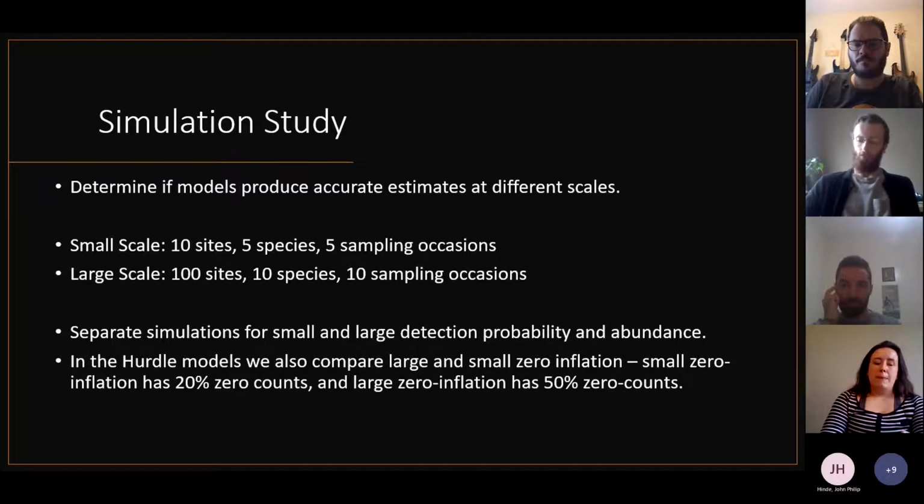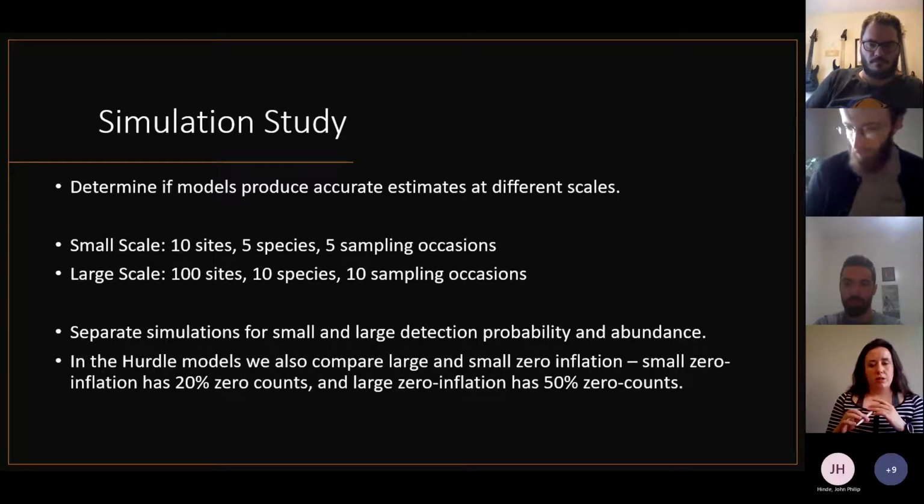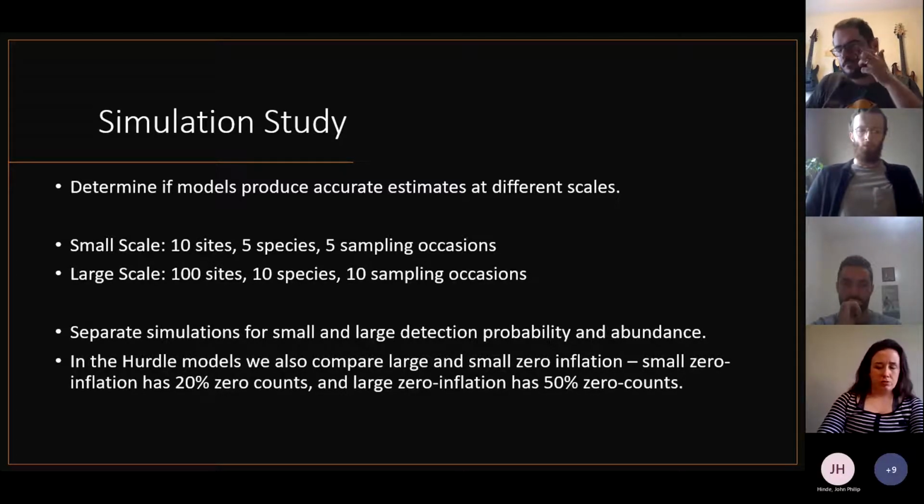So simulations that had a small probability of detection had probability of detection between 0.1 and 0.4. Large detection probabilities were between 0.5 and 0.9. Then for the abundance, small abundances lay between 0 and 50, and large abundances lay between 50 and 700. And in the case of our hurdle models, we said that a small degree of zero inflation had 20% of the data set equal to 0. And a large degree of zero inflation had 50%, half of our data set equal to 0.